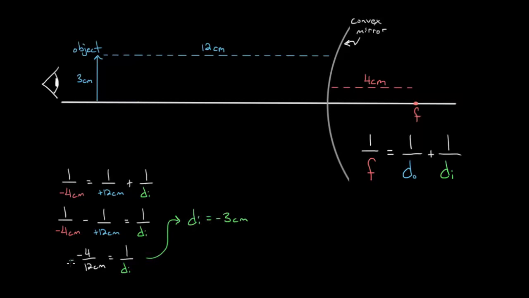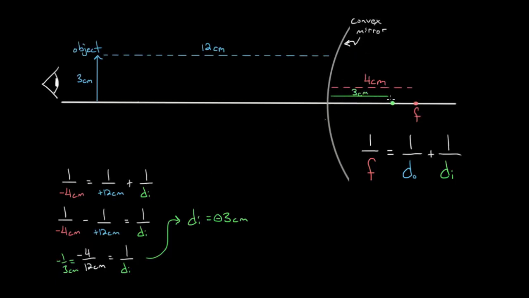So in other words, this here is negative 1/3. So when you flip that over, you get that the image distance is negative 3 centimeters. Where's this image going to be? Well, since it came out negative, that means it's behind the mirror, because that's the sign convention we're using. So it's going to be 3 centimeters behind the mirror. So it's going to be over here, at about this point right around here somewhere, 3 centimeters behind this mirror.